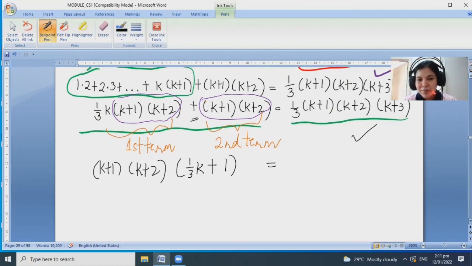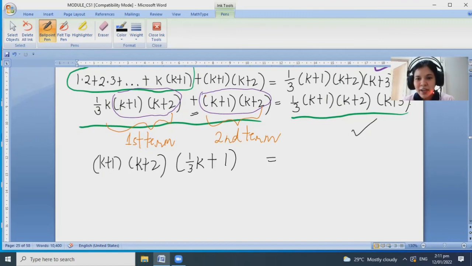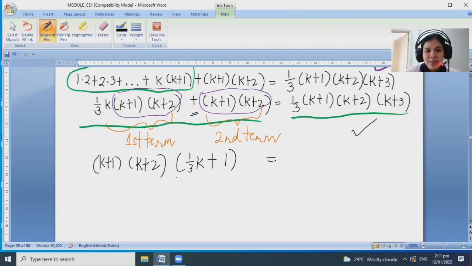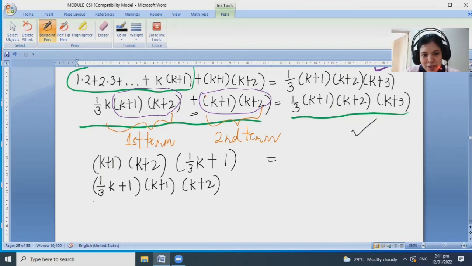So, anong gagawin ko? So, what we need to do, kailangan kong ilabas yung 1/3. So, ilalabas ko tong 1/3. Ayusin ko siya, unahin ko nga muna siya dito. Pagsunod-sunurin ko. Ayan. Pinag-ayos ko lang yung ating mga factor. So, ilalabas ko yung 1/3. So, itong 1/3 k plus 1 na ito, i-divide ko bawat term sa 1/3. So, 1/3 k divided by 1/3. Anong sagot? O, makakancel yung 1/3, matitira k na lang.